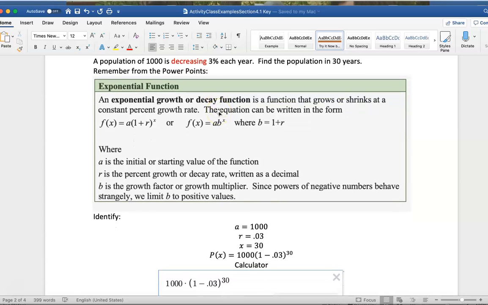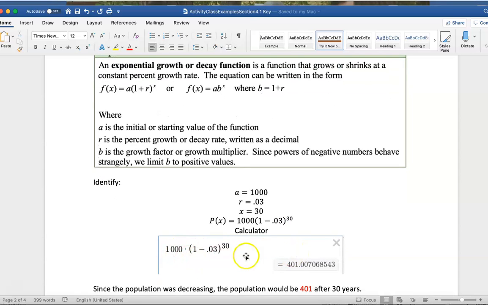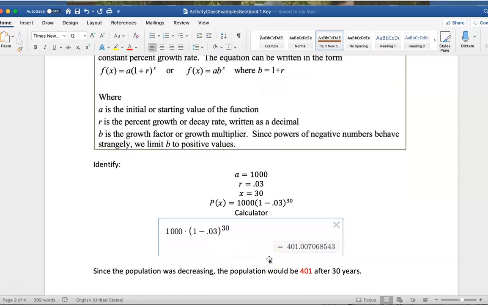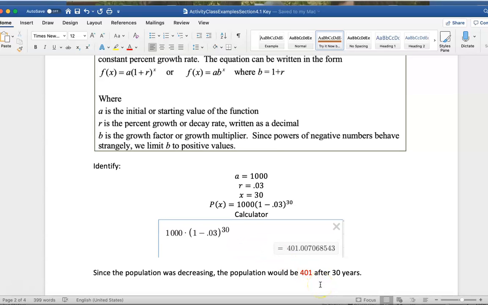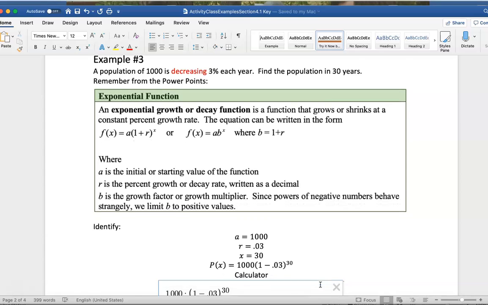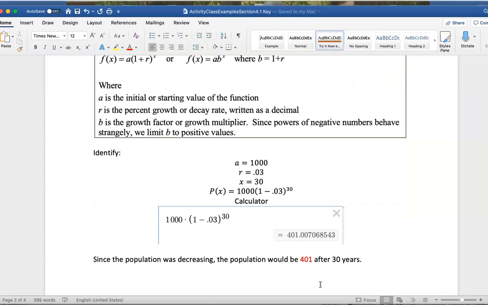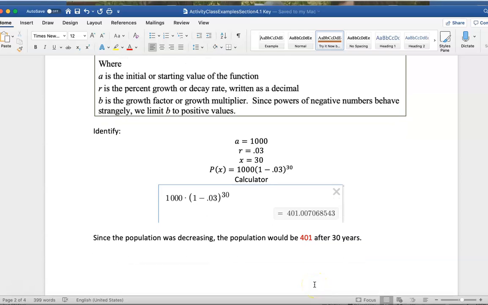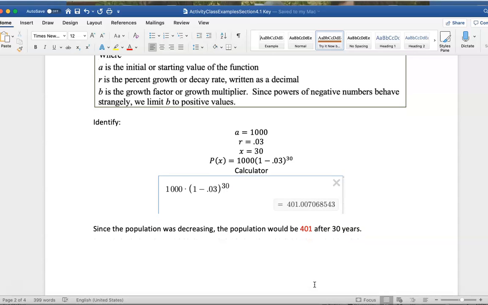First time I worked it, I didn't pay any attention. I'm very guilty of that. I worked it as increasing, so I had to go back and make my corrections. So 1 minus 0.03, raised to the 30. We put that in our calculator, and we see that we have decreased substantially over 30 years to 401 people. So I would leave it as 401. It's a population, so I wouldn't carry any decimals with something like that.